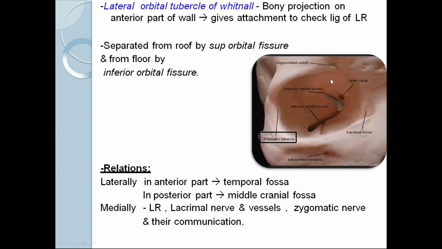So this annulus of Zinn divides the superior orbital fissure into three compartments: superior, middle and inferior. In the superior compartment you have the lacrimal nerve, frontal nerve and trochlear nerve. So just remember LFT: lacrimal, frontal and trochlear.